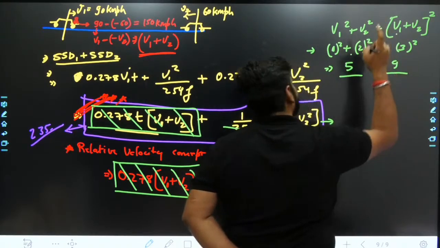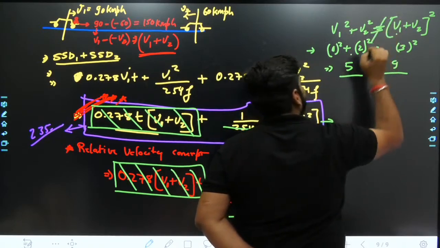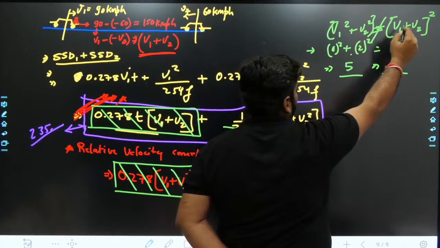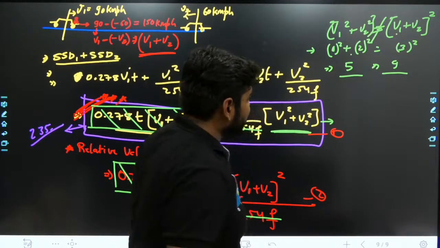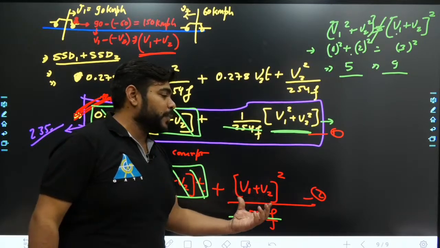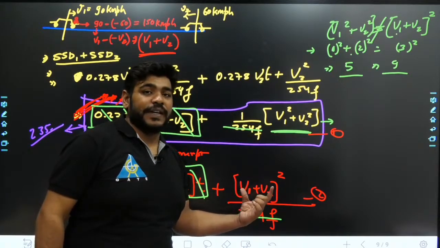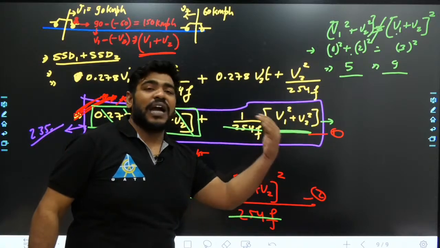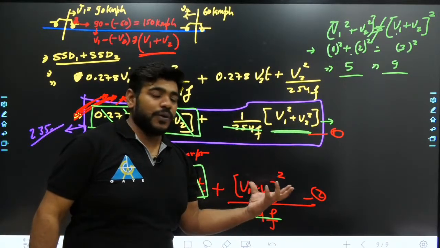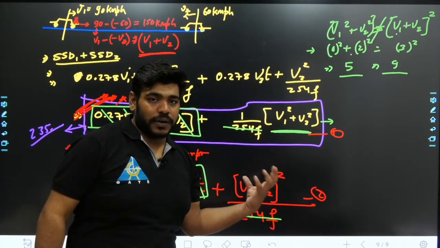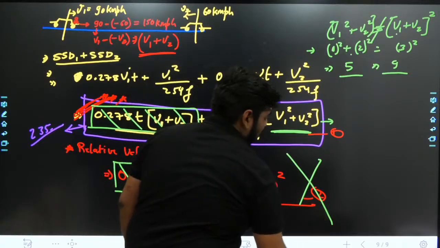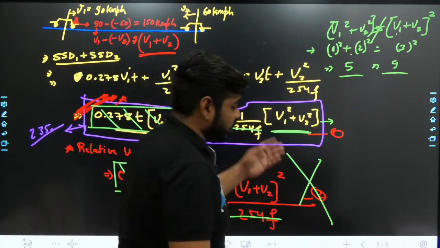So you will never say that these are equal. Your V1 square plus V2 square will never be equal to V1 plus V2 whole square. This is the reason you can't use the relative velocity concept, because in the second expression we are using a quadratic equation, and two quadratic equations can't be merged at the same time. Fine. So this equation will give you the wrong answer for the particular question.